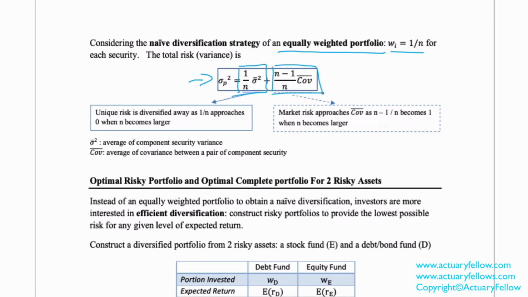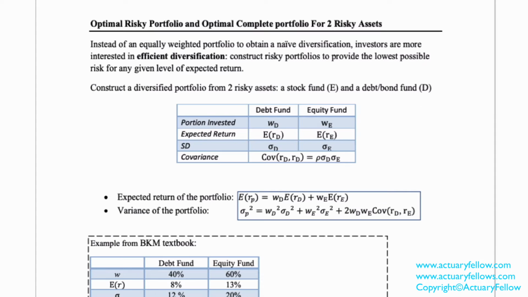As n approaches infinity, the first term becomes 0. For the second term, (n minus 1) over n becomes 1. The average covariance remains and is the non-diversifiable risk.